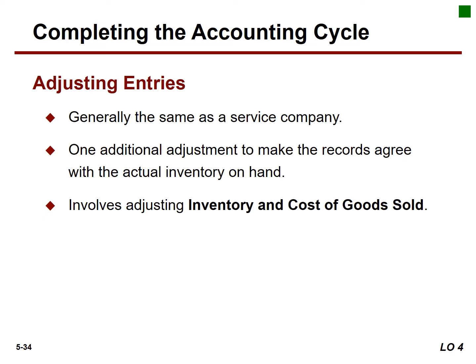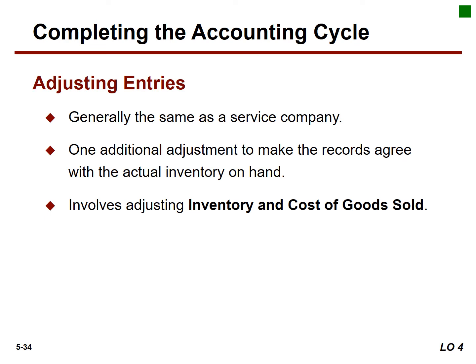Now, let's talk about adjusting entries for our merchandise business. They're going to have the same types of adjusting entries that a service business would have: their different prepaid expense adjusting entries, unearned revenues, accrued revenues and accrued expenses. But one adjusting entry that a merchandising business is going to have that a service business will not is to adjust inventory to actual.